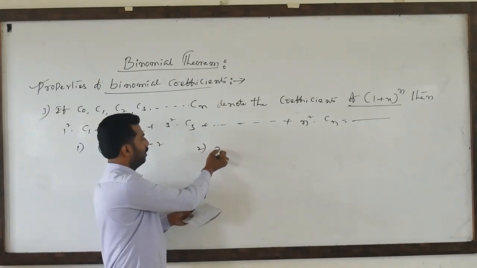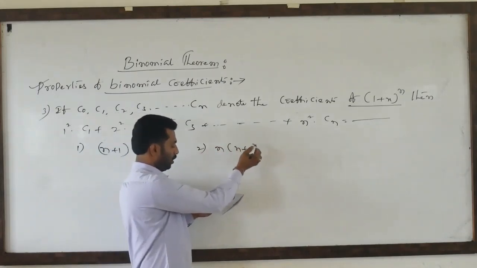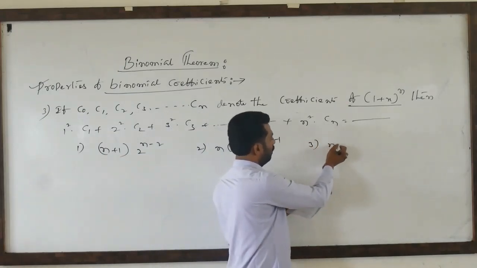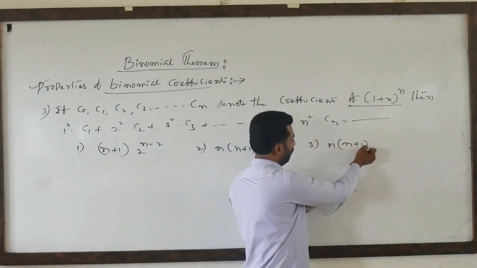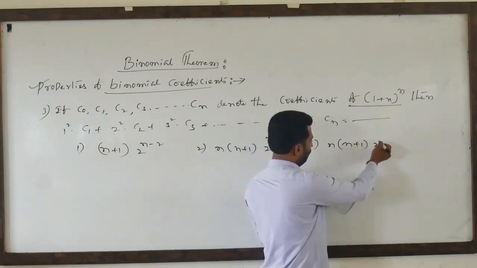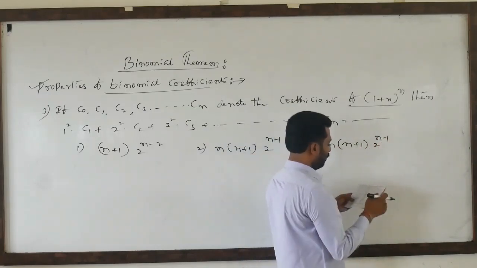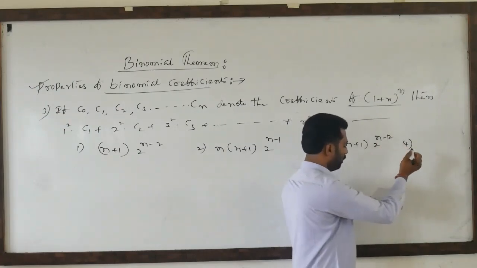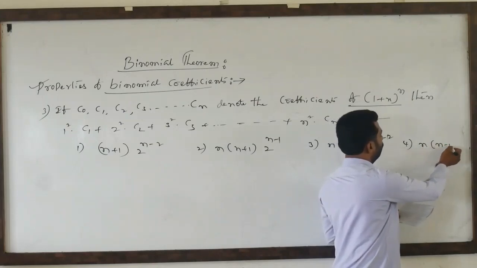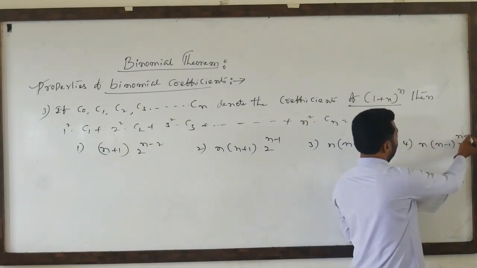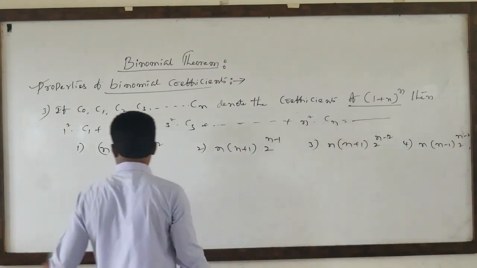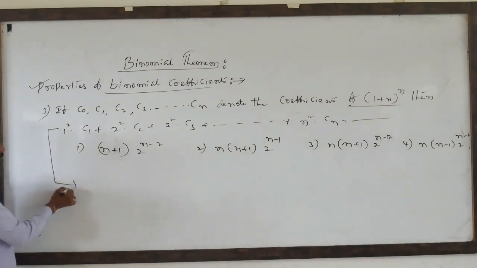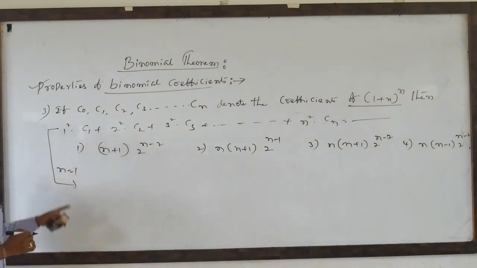The second option is n into (n plus 1) into 2 to the power (n minus 1). The third option is n into (n plus 1) into 2 to the power (n minus 2). The fourth option is n into (n minus 1) into 2 to the power (n minus 2). Can you answer? See, first we substitute n equal to 1. What is the given expression value?